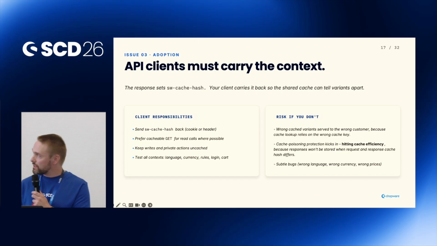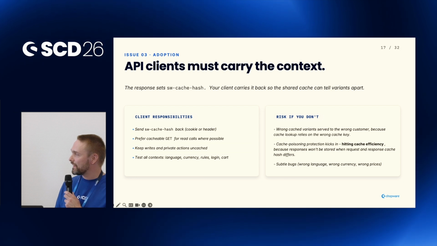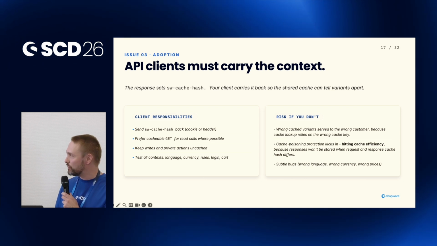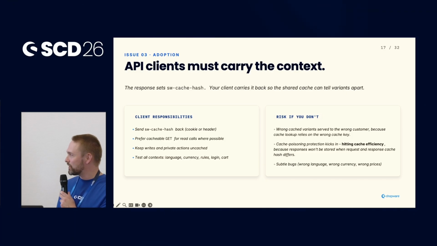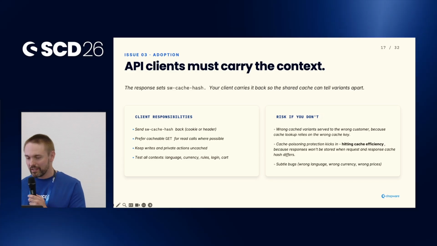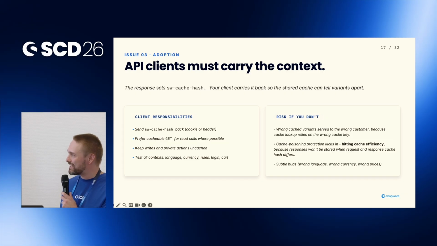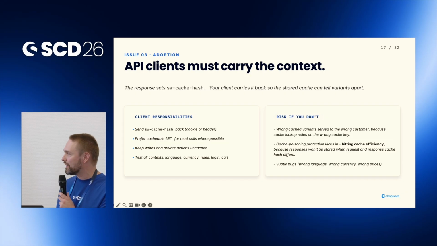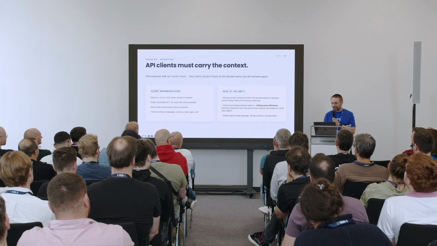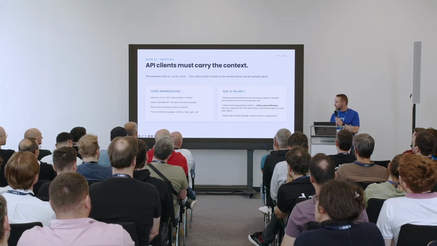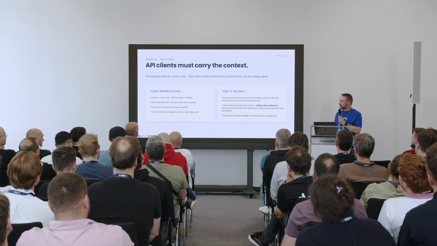So what does it mean for you in practice? Here is a place where selecting the right cache variant becomes a practical concern. Also, the place where cache poisoning can become a problem. If you send back cache hash wrongly, you can get a wrong language, wrong currency, wrong price, or any other wrong variant. So at this moment, clients become responsible for some things.